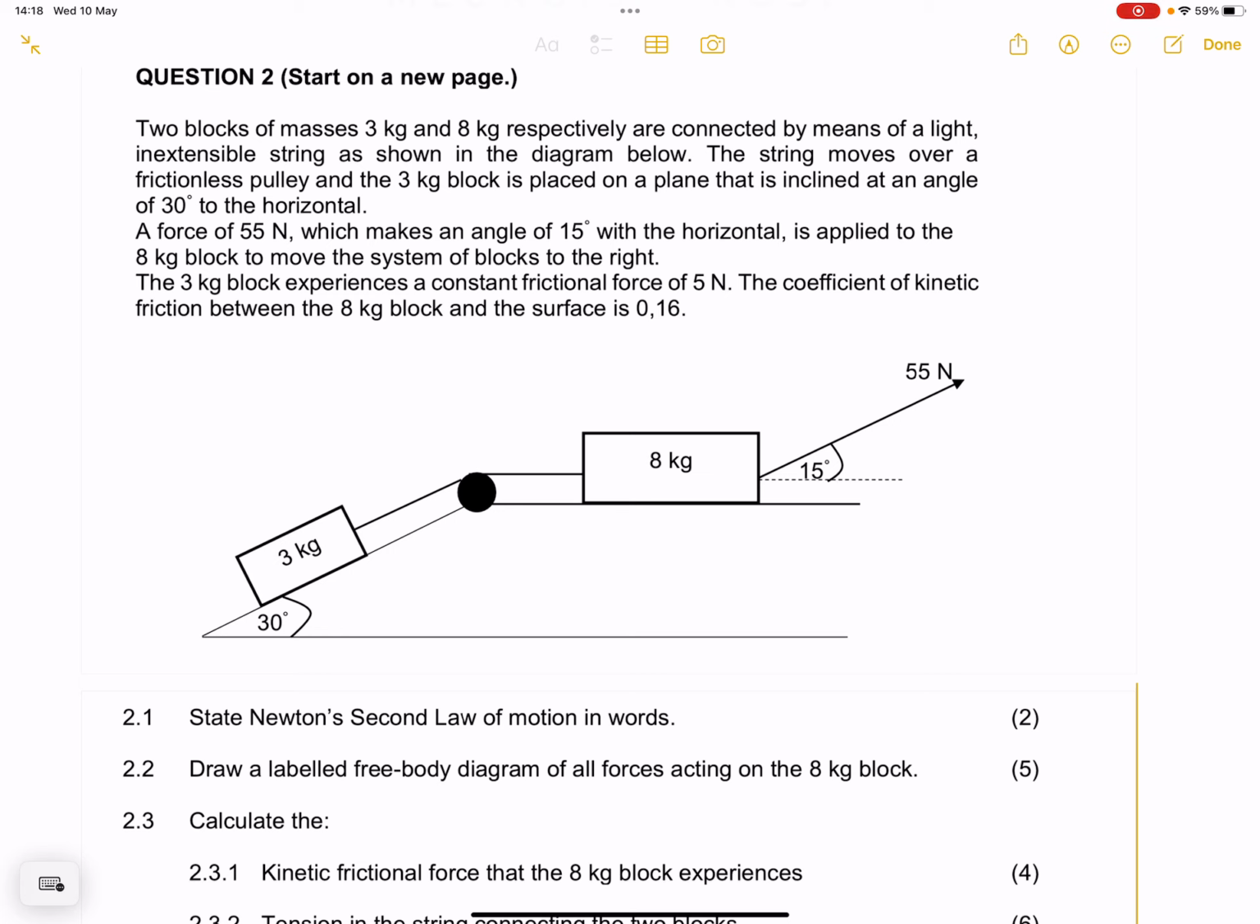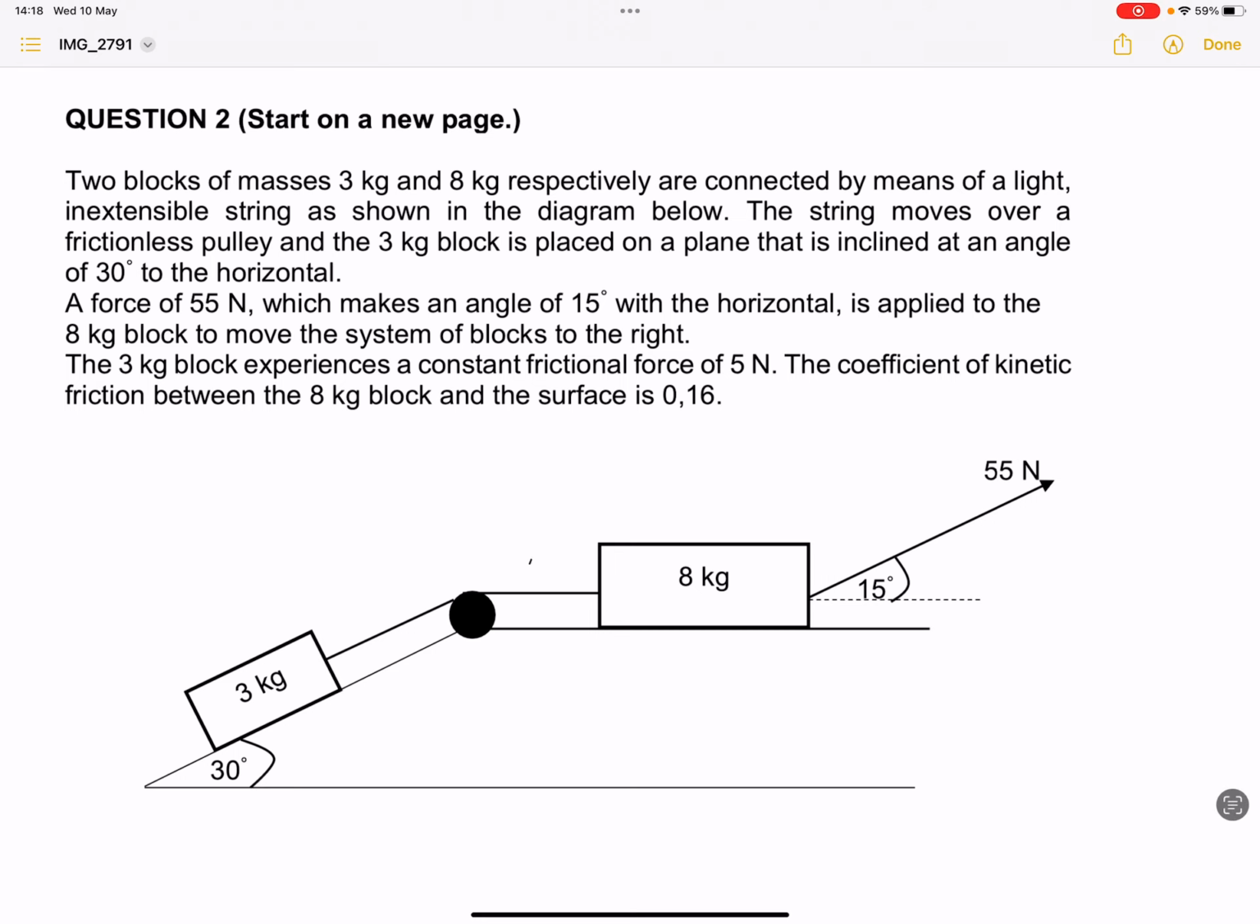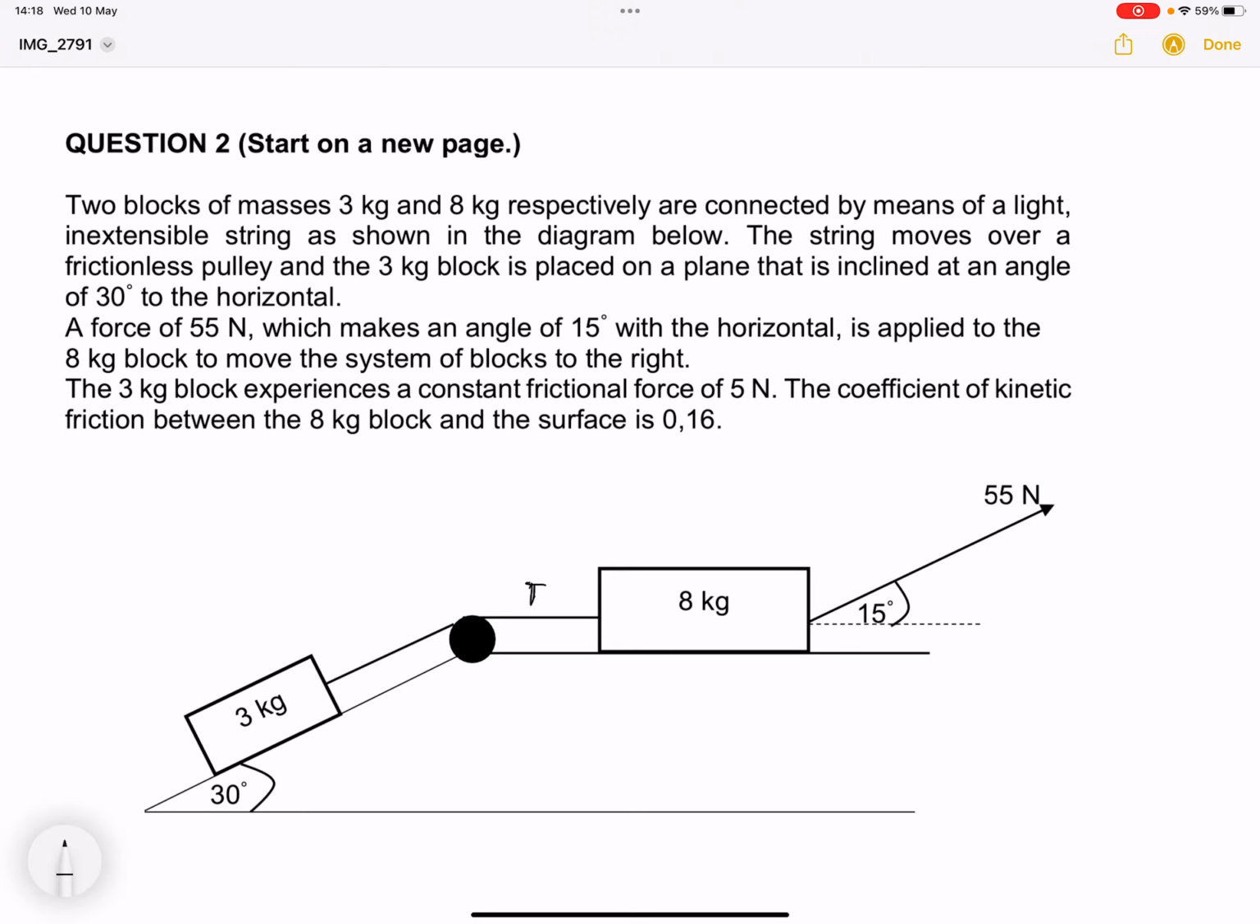Right, please note, once they say that, we know that that string will not form part of the total mass of the system. Right, and then they say the string moves over a frictionless pulley. Frictionless pulley means that the tension on one side of the pulley should be the same as the tension on the other side of the pulley. Just please remember all of those things, right?